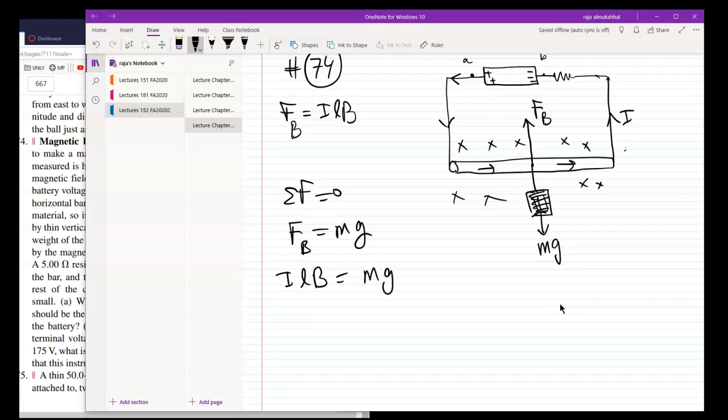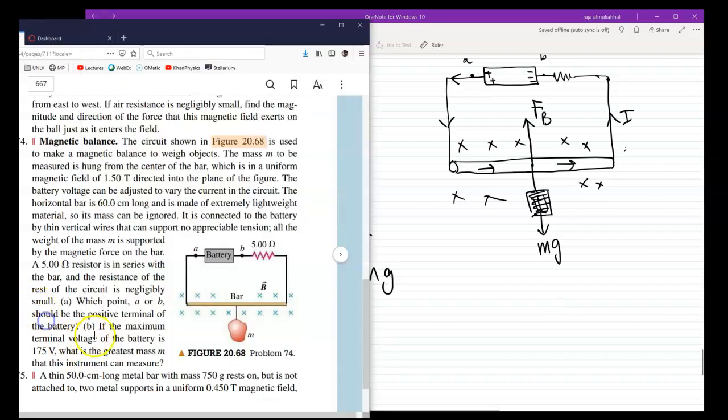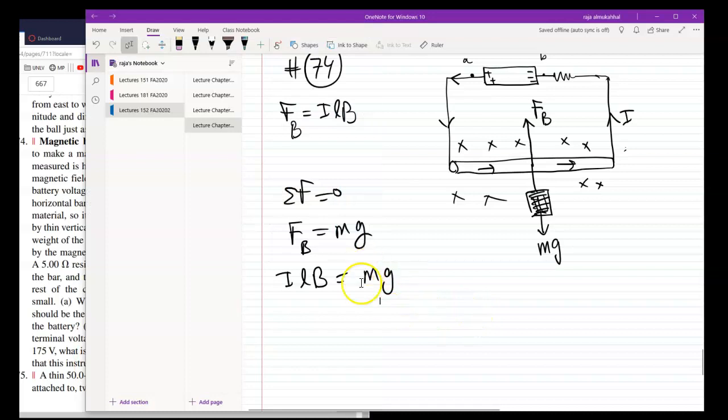And he wants what? If the maximum voltage, what is the greatest mass? So he wants to solve for m. So m in this case, let me solve for it. I like to do the algebra before I put in my numbers. So it's going to be ILB over g. Do I have everything? What do I have?